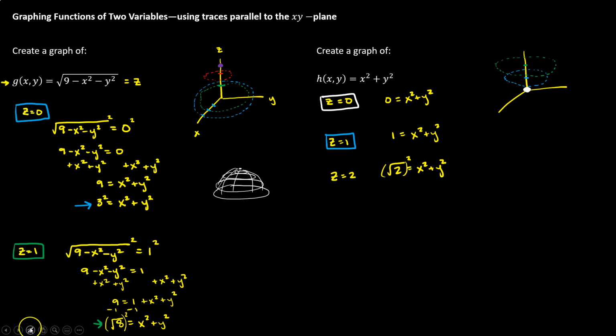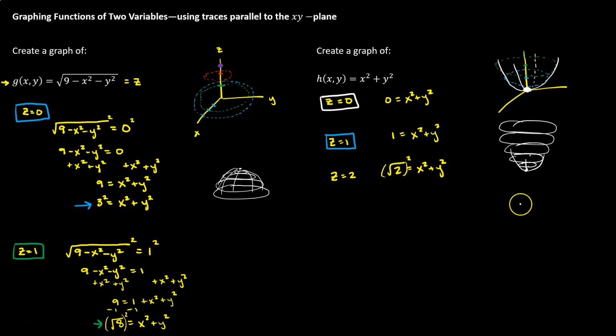And maybe we're starting to recognize the shape of this surface as a paraboloid. So we started off with a point, circle, circle, circle, and they're just going to get bigger and bigger, mapping out our paraboloid. So we can use these traces to help us figure out what a surface looks like, even if it's not a quadric function.